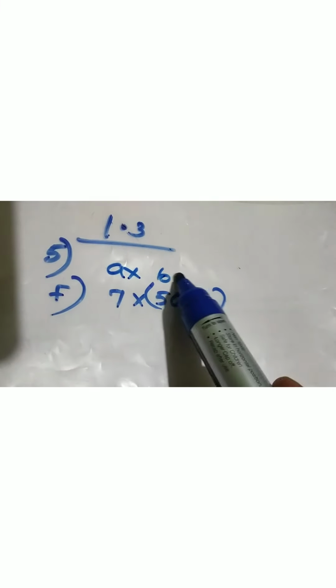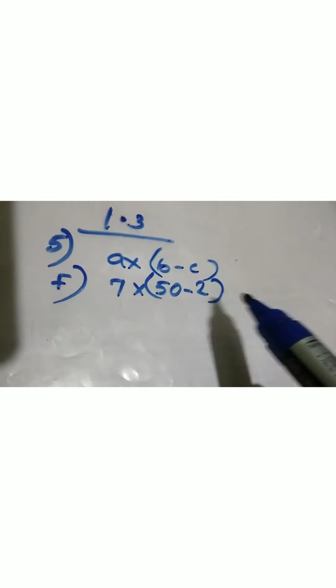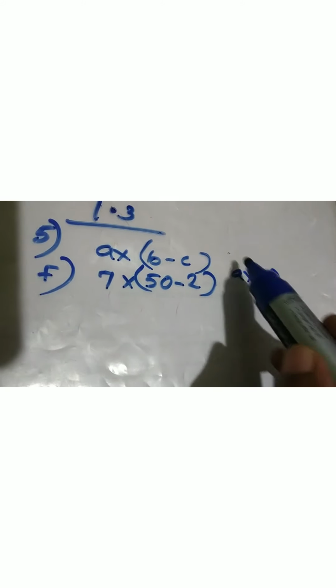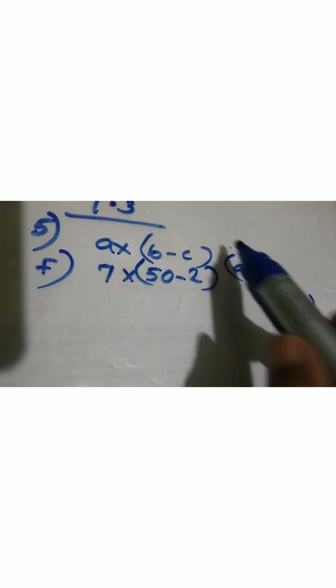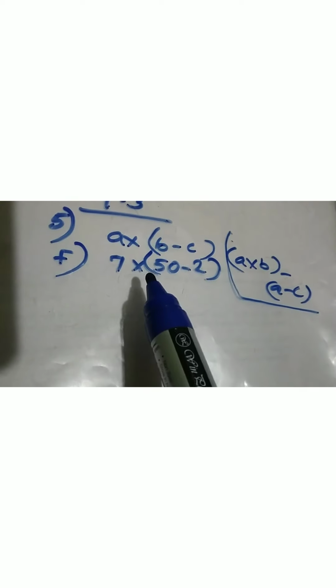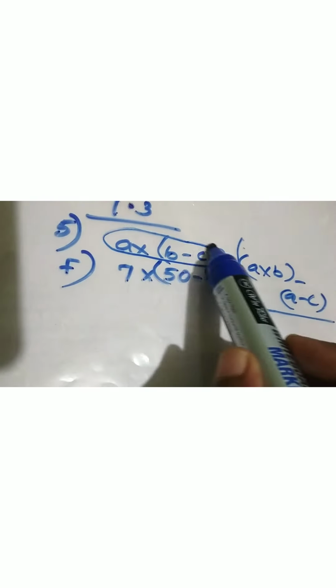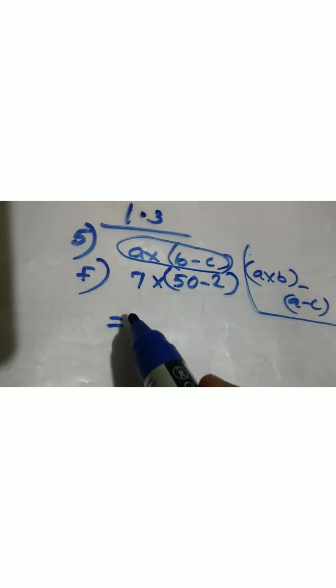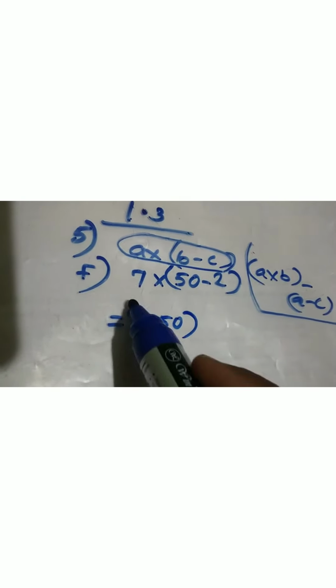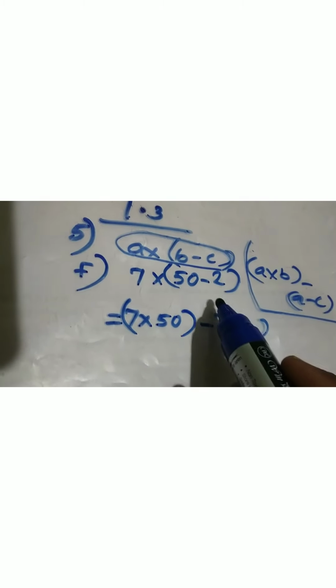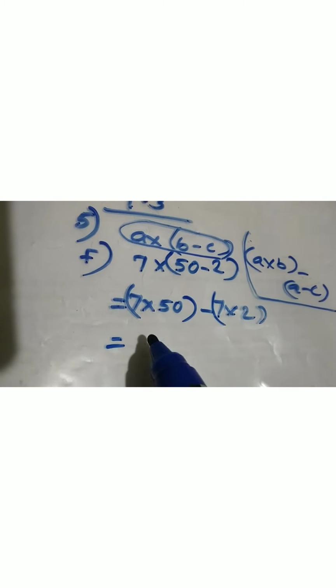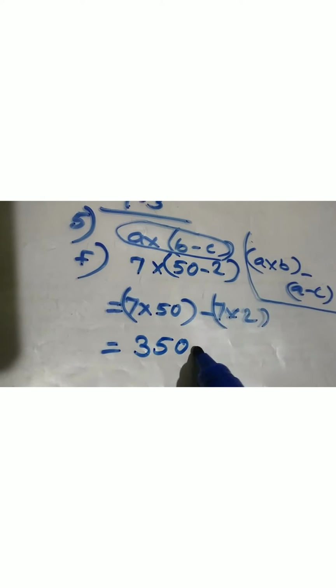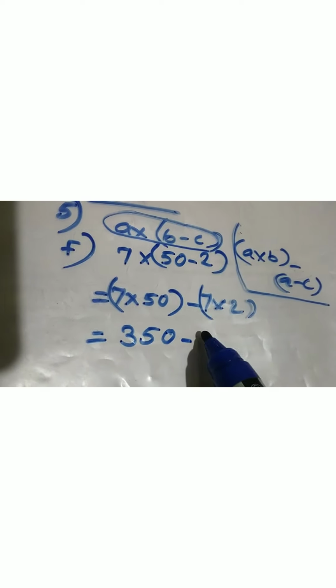Now, question number F, fifth group F, 7 multiplied by 50 minus 2. That is A into B minus C. So, we can write A into B minus A into C. We don't want to split any numbers here because this is in the form of A into B minus C. So, 7 into 50 minus 7 into 2. Okay, then 7 5s are 35. Then 350 minus 7 times 2, 14.